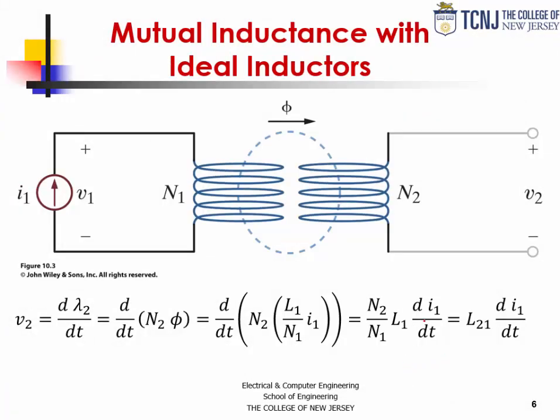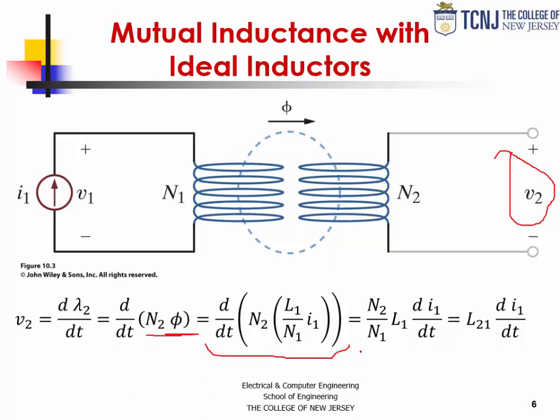Now, to analyze what voltage we get on the secondary, we can start by writing that the voltage in the secondary is going to be the time derivative of the linkage in the secondary, which is the time derivative of the number of turns in the secondary times the same magnetic flux. So substituting the magnetic flux that is generated from the primary and coupled into the secondary as the inductance of the primary divided by the number of turns of the primary times the current of the primary, we get this equation over here. And we take the derivative of that.